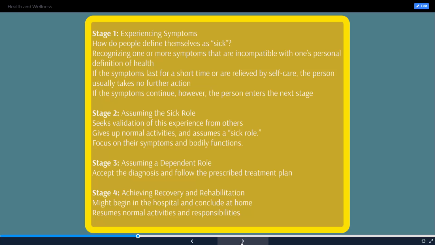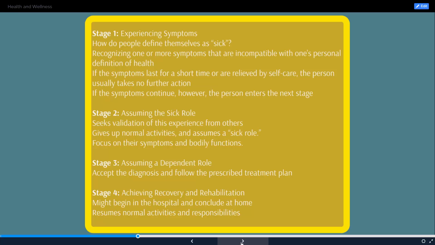Maybe they're recognizing one or more symptoms that are compatible with their own definition of health. If the symptoms last for a short time or are relieved by self-care, the person usually takes no further action. So maybe it is allergies. Maybe that tickle in their throat, the sore throat, the runny nose, the headache are all related to seasonal allergies or environmental changes. But if they continue, the person enters the next stage.